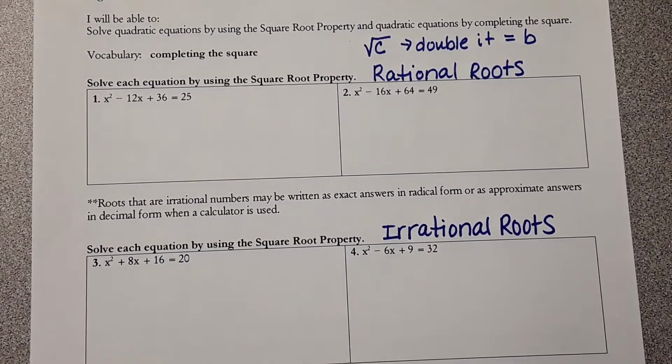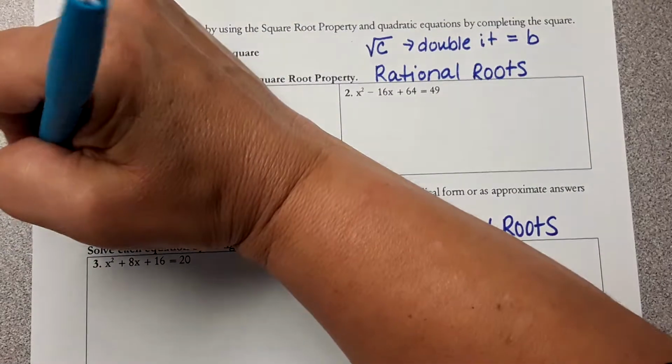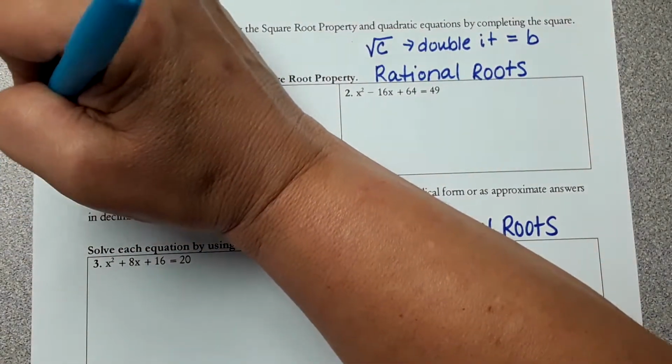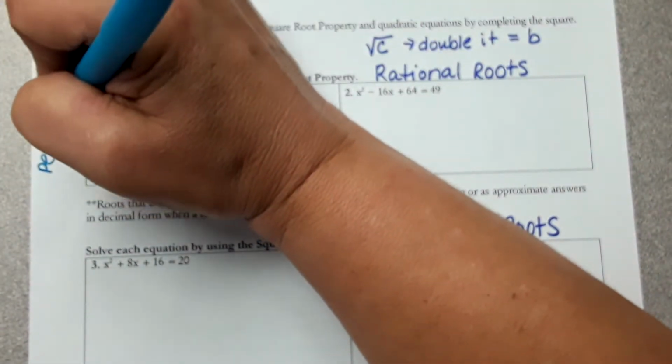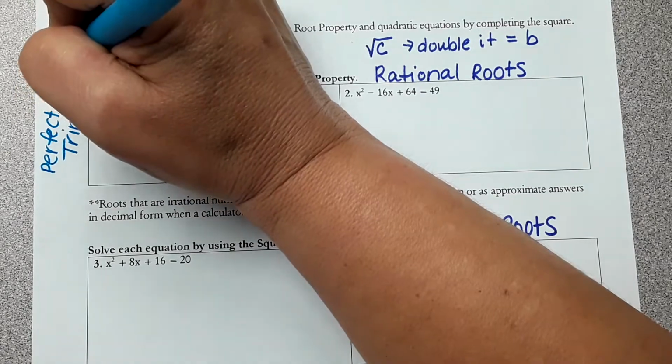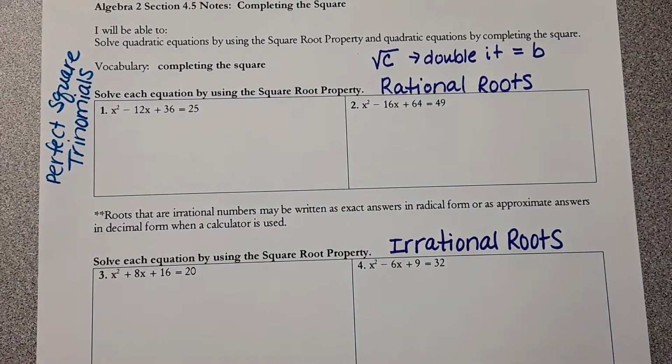So all of these types of problems, 1 through 4, are called perfect square trinomials. The reason they are perfect square trinomials is because you can take the square root of C, double that number, and get B. That's why they work. So again, these only work on something that we call perfect square trinomials. Okay? Now, how do you know what sign to put? It depends on what the sign of B is.